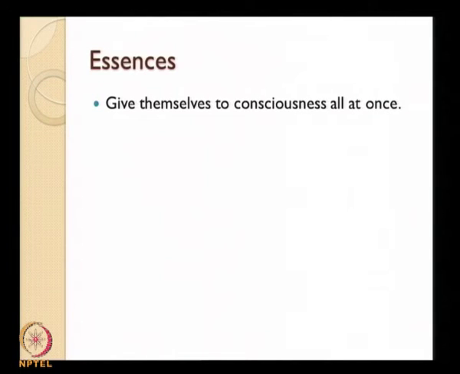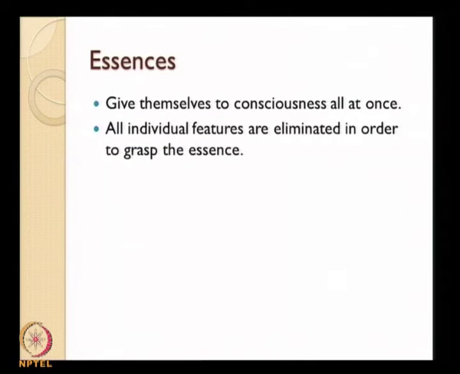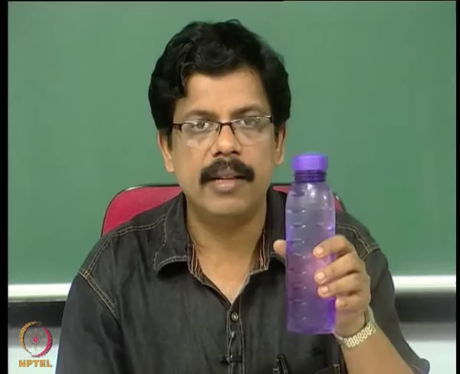to consciousness all at once. They are directly given to consciousness, they actually give themselves to consciousness, and again all individual features are eliminated in order to grasp the essence. As I mentioned with the example of the pen or water bottle, any object for that matter has some individual characteristic features. Call it a bottle, but it is violet in color, it has a particular shape, it contains water, it has certain other features. All these are individual characteristic features of this bottle, which may not be shared by other water bottles. So, when I try to understand a water bottle, all these individual features have to be eliminated.